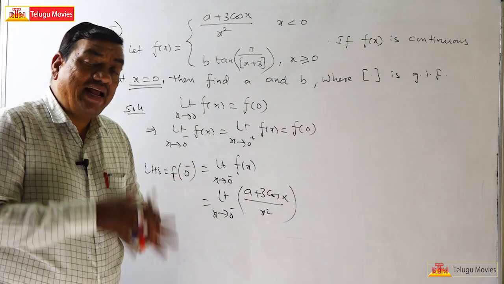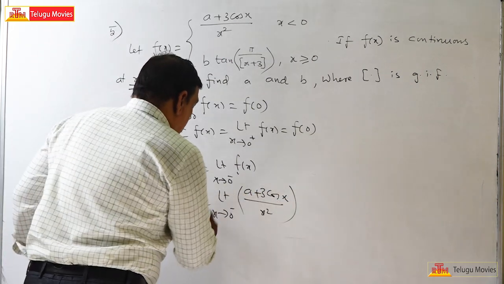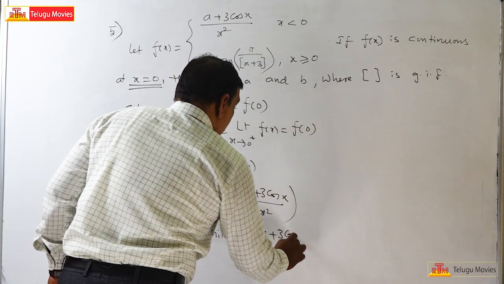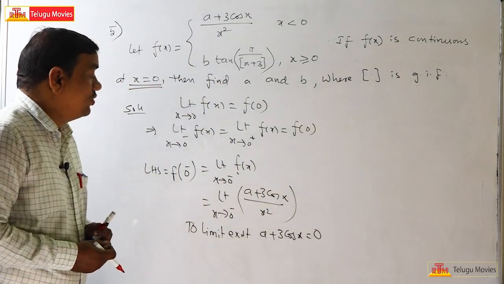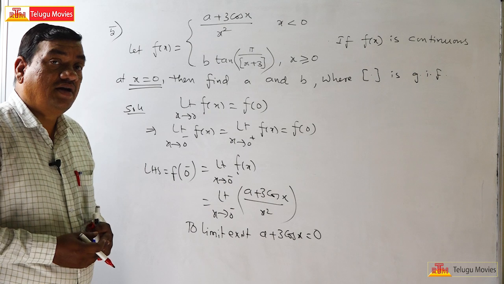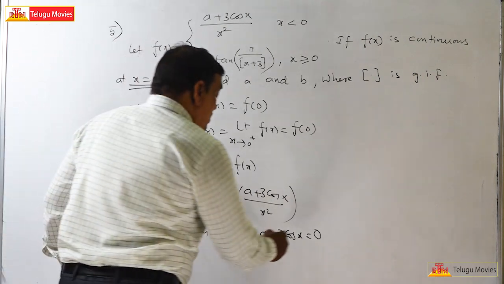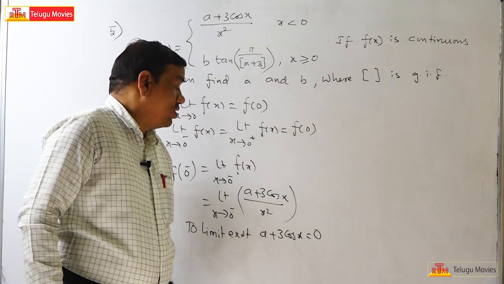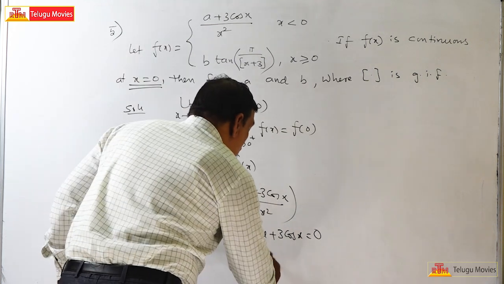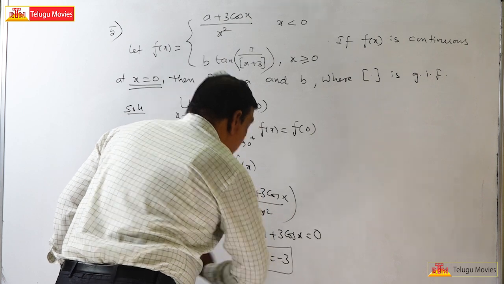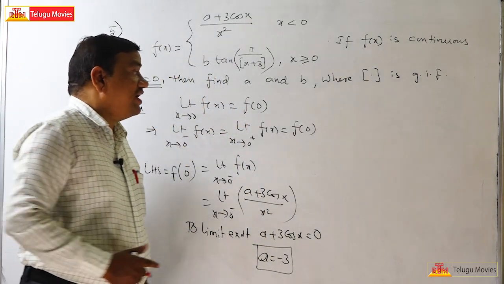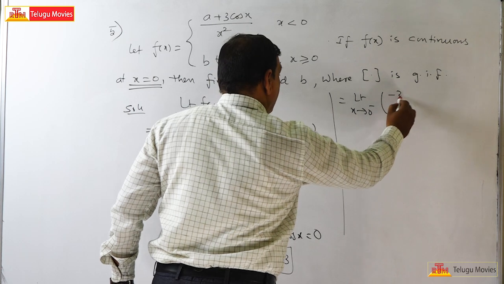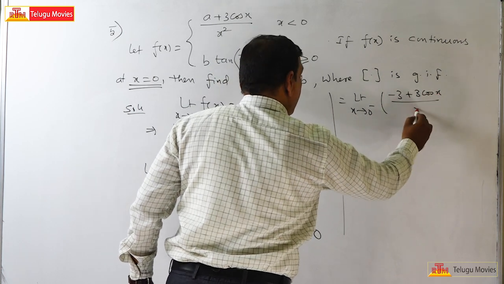Now, for the limit to exist, the numerator a plus 3 cos x should be equal to 0. If it is 0, then 0 by a finite value gives 0. So as x tends to 0, cos 0 is 1, therefore the a value is equal to minus 3. Let us substitute a value minus 3 here. So we get the limit x tends to 0 minus of (minus 3 plus 3 cos x) by x square.